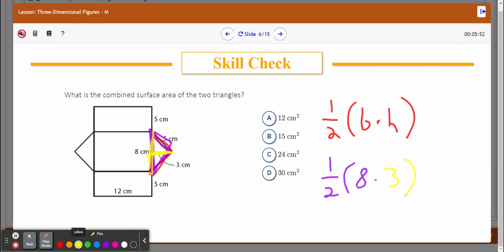So if I do 1/2 times 8 times 3, well, 8 times 3 is 24, and half of 24 is 12. That gives me 12. Except remember, there are two triangles. So 12 plus 12, or 12 times 2, I get 24 centimeters squared.